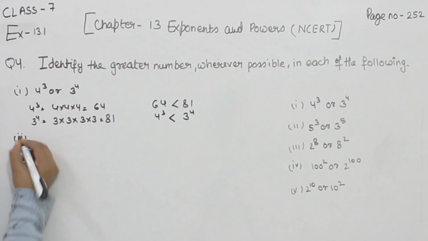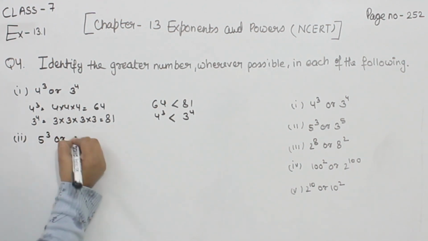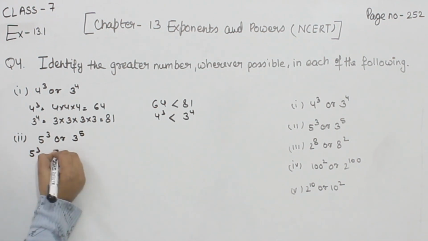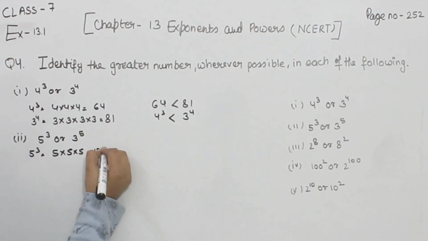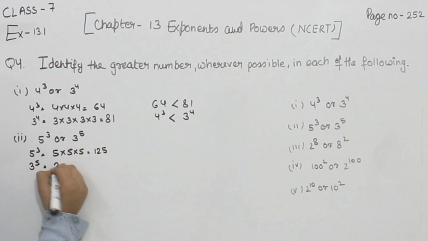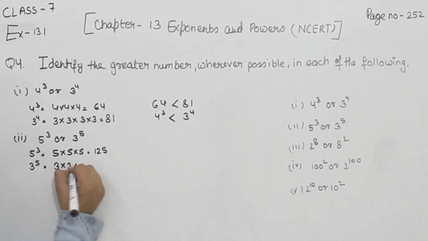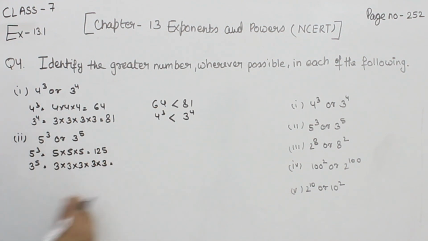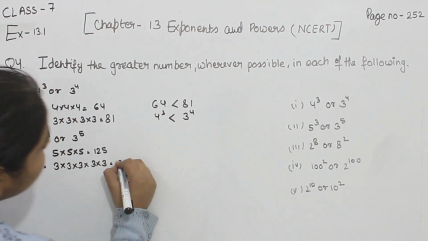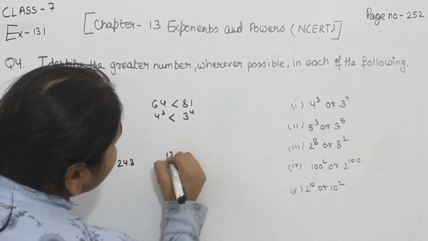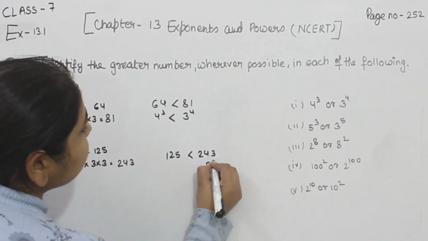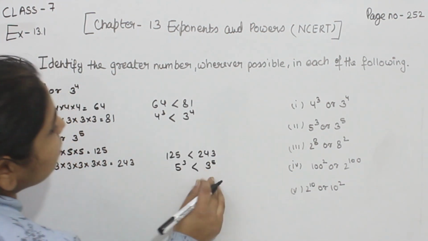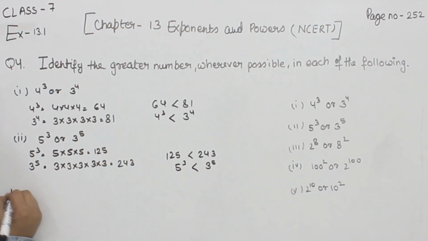Coming to the part 2. In part 2 we have 5 to the power 3 or 3 to the power 5. First of all, we are going to solve it. 5 multiplied by 5 multiplied by 5. 5 5s are 25, 25 5s are 125. Now 3 to the power 5, so 3 multiplied by itself 5 times: 1, 2, 3, 4, 5. Now 3 3s are 9 and 3 3s are 9, 9 9s are 81, 81 3s are 243. So between 125 and 243, 243 is the greater one and this is representing 3 to the power 5. So 3 to the power 5 is the greater one.